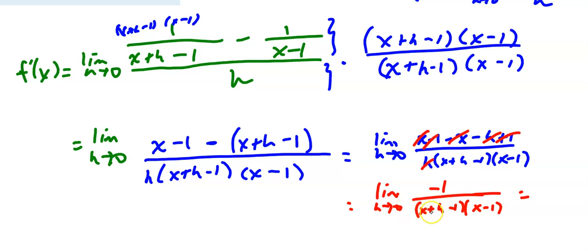Okay, so when I plug in 0 for h, I get x minus 1, x minus 1. I get two of those. Get negative 1 over x minus 1 squared. That is your answer for 25.